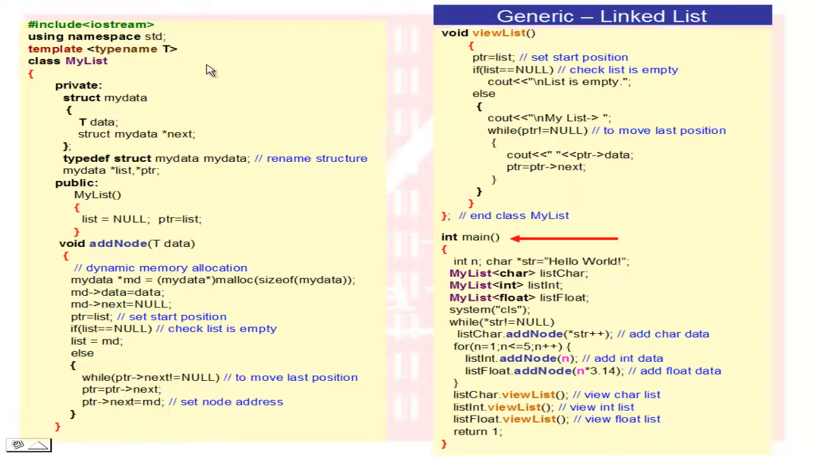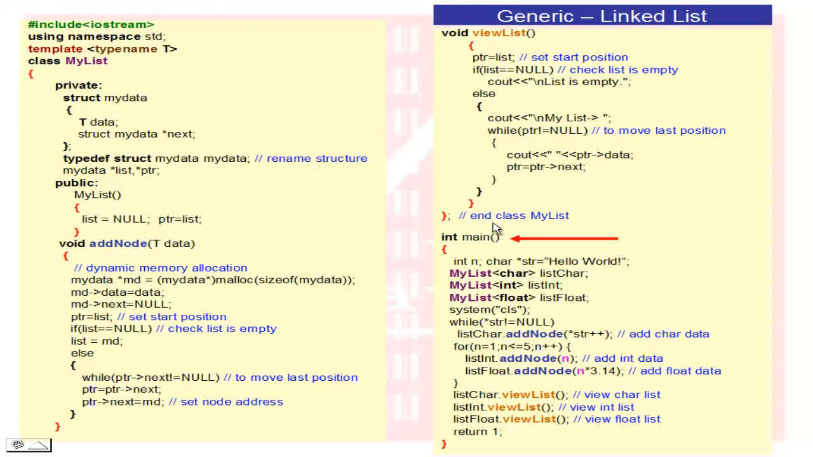Okay, so how to create this? The template keyword we have to use. So the keyword template and typename, what type of data? Typename T. Okay, inside the private access specifier in the structure side I have a generic type object, meaning T data, data type of T. Now next, the add node function also receives the type of T data. Other full code is the same.